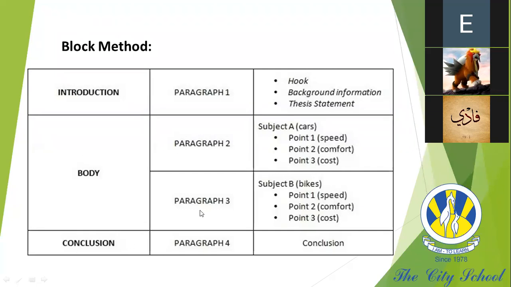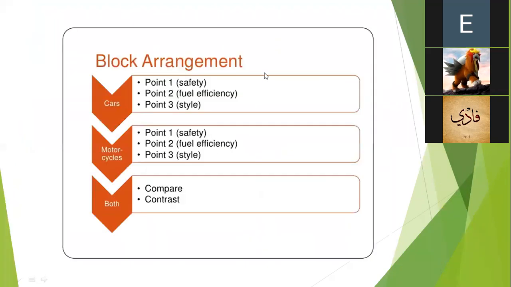Okay, now the body of the essay will be paragraph 2, subject A. For example, let's suppose we are comparing and contrasting on cars and bikes. So you are going to explain everything about cars. For example, point number 1, speed, comfort, cost, and then you will go for the bikes. Okay, speed, comfort, and cost. Right? You are going to get done with one subject and then you will go for the other one. This is what we do in block method.